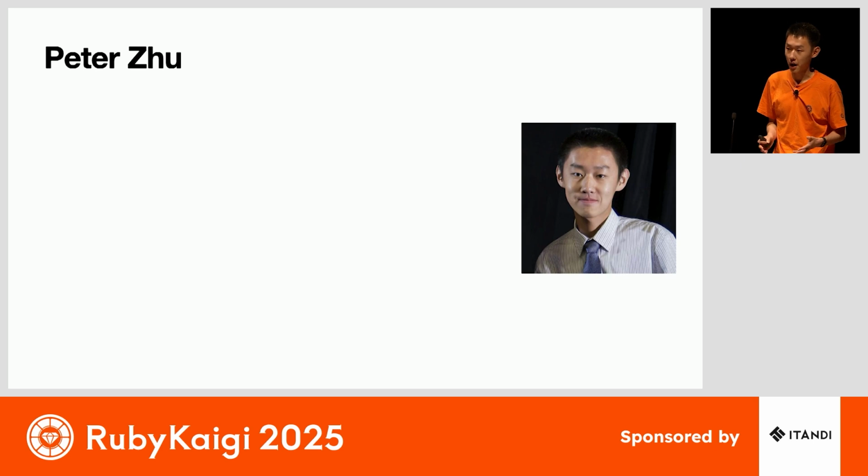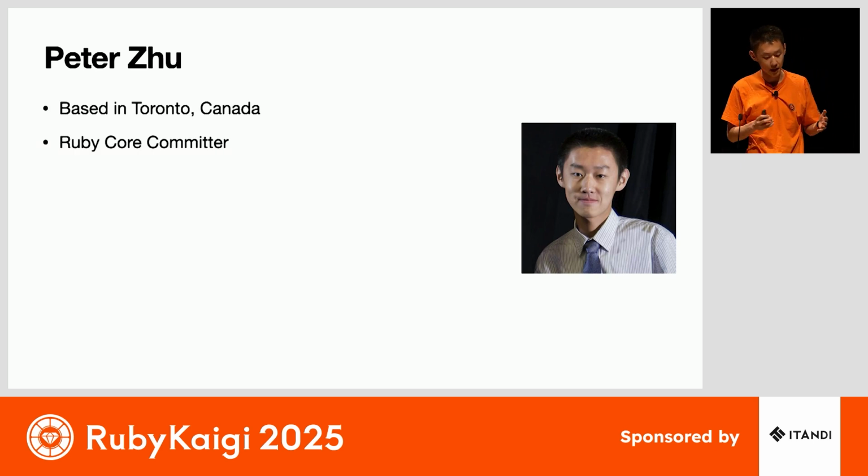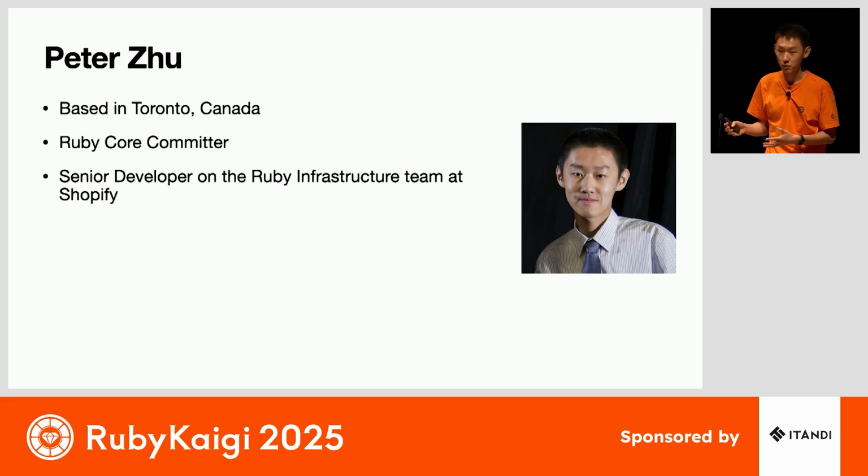My name is Peter. I'm currently based in Toronto, Canada. I'm on the Ruby core team, and I'm a senior developer at Shopify on the Ruby infrastructure team, where I work on performance and memory management in Ruby.